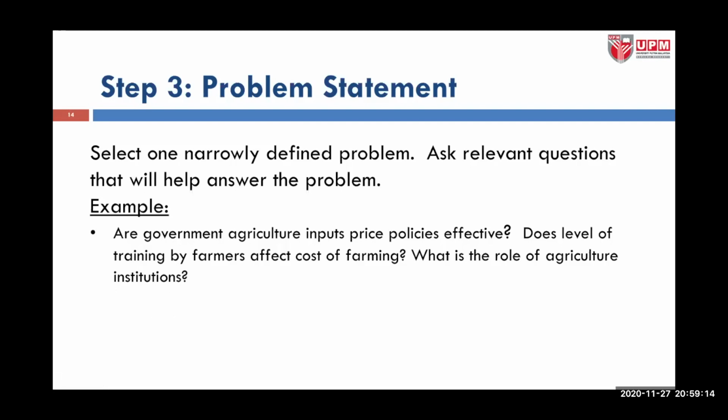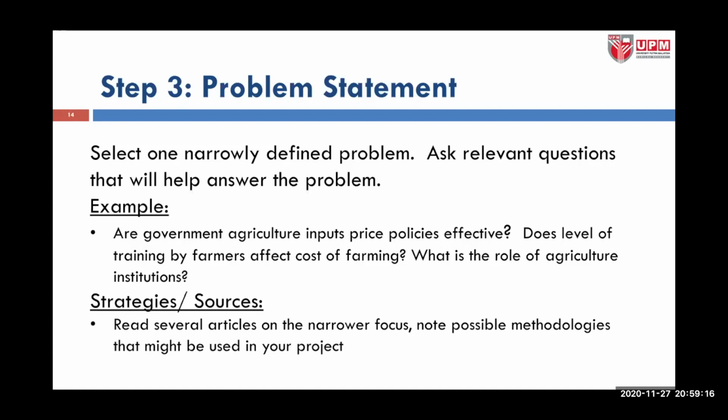a narrowly defined problem. The strategy, how to find the sources, is basically to read several articles on the narrower focus. Probably instead of reading the literature review or just the abstract, you may look into the methodology, the methodology stated in the paper that might be used in your project. Later we will look at more examples. So this is step number 3.